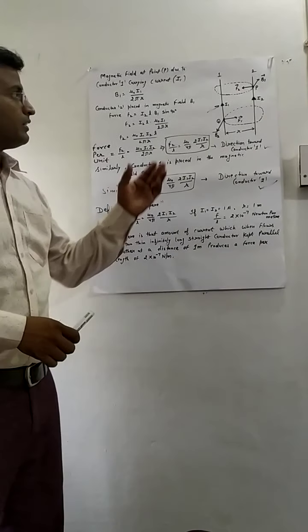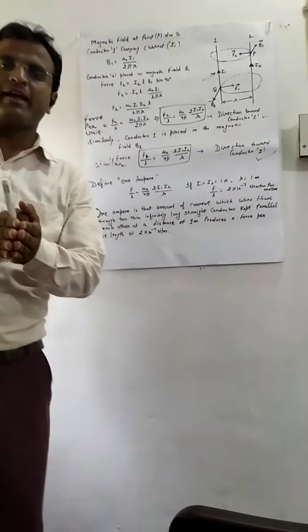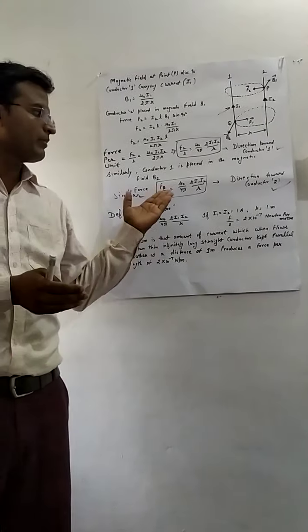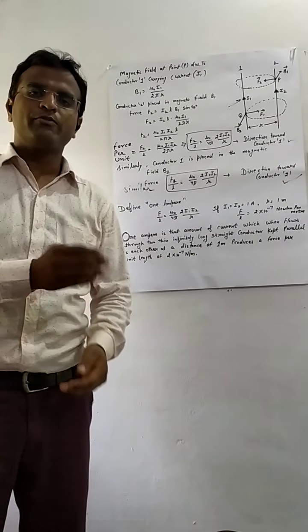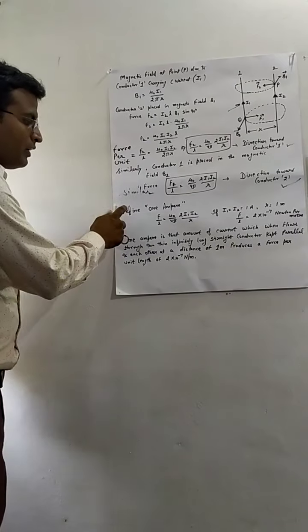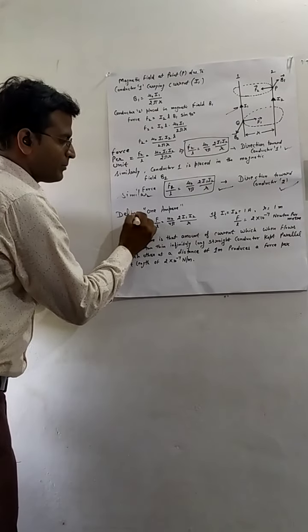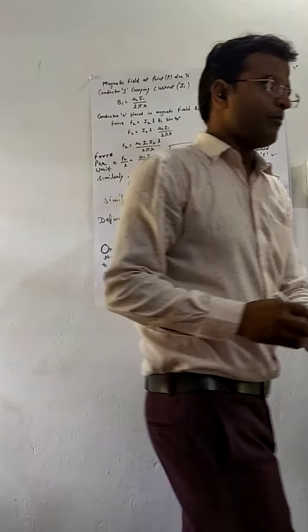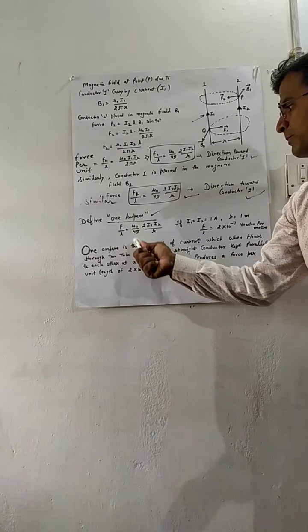Now, this is the topic, force between two parallel current carrying conductors, and the value of force per unit length is mu naught by 4 pi 2 I1 I2 by R. Now, define 1 ampere from this topic. Define 1 ampere is a very important topic.